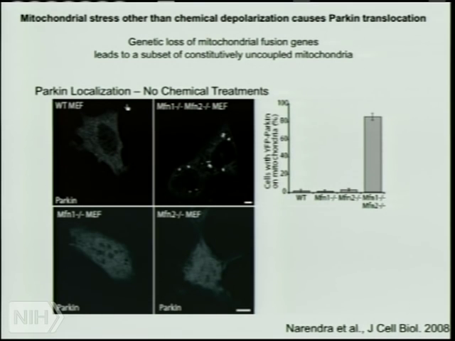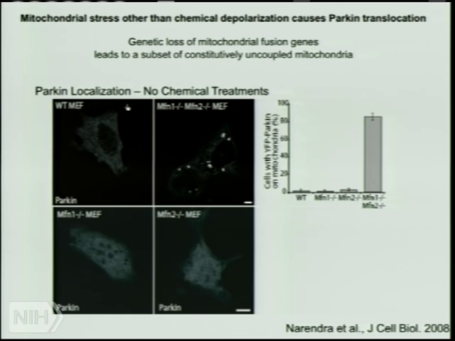And this paper said that the MFN1, MFN2 double knockout has about 10% of the mitochondria uncoupled, but the cells are viable. Whereas none of the mitochondria are uncoupled here or here. So we thought, well, that's interesting. Let's think of, instead of adding a chemical uncoupler, what about a genetic model where a subset of the mitochondria are damaged, not all of them?